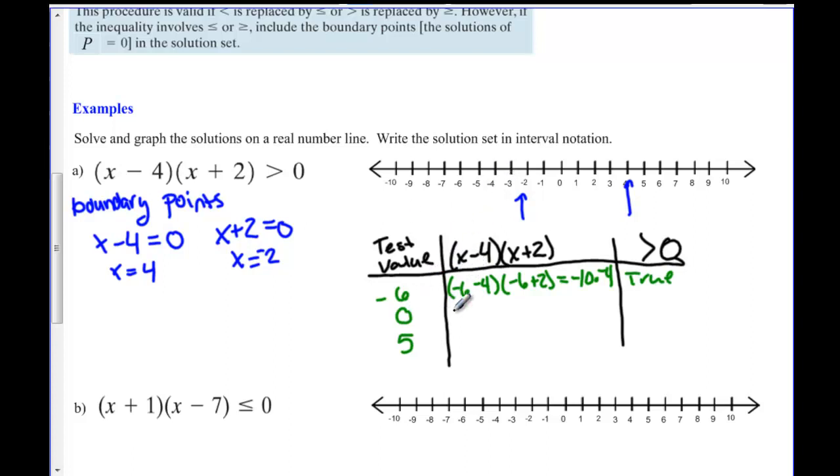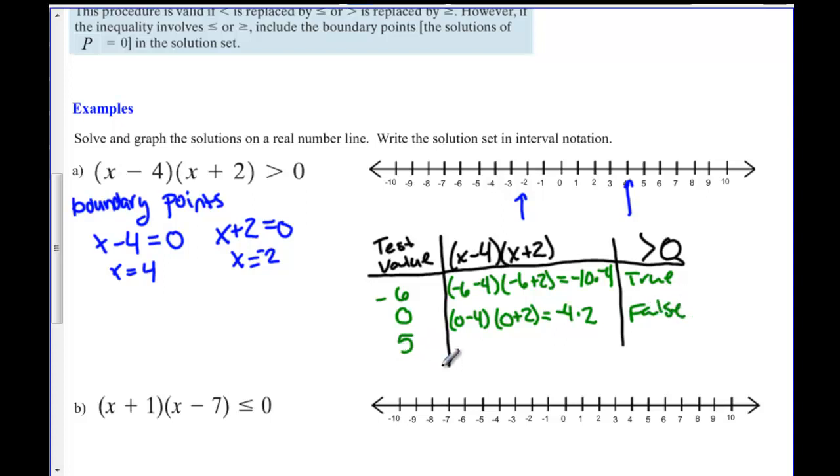So now we plug in 0. So we're thinking about this being 0 minus 4, 0 plus 2, which is the same thing as a negative 4 times 2. Negative times a positive gives you a what? A negative. A negative is greater than 0. Is that true? So that's going to give you a negative, which is going to definitely be less than 0. So this one's false.